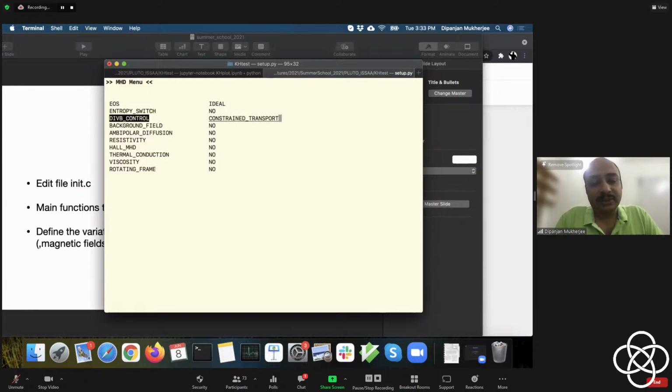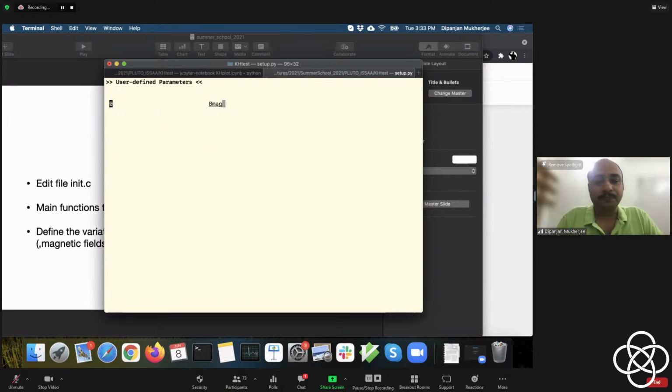And this is something that I have not described: there are certain schemes used to ensure that the condition divergence B equals 0 is maintained. And I have used something called constrained transport. These are all well described in the manual.